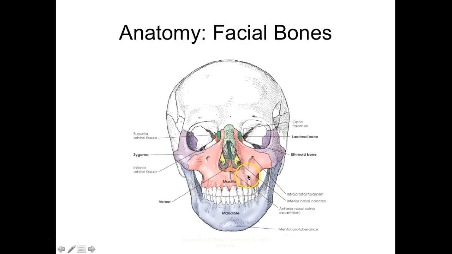This is your maxilla, this whole pink bone. This is your mandible down here. Your vomer is just a small little piece that sticks up, and we'll show you on a lateral image of that. And then you have your inferior orbital fissure down below. So you have your superior orbital fissure with your inferior orbital fissure with your optic foramen right there.